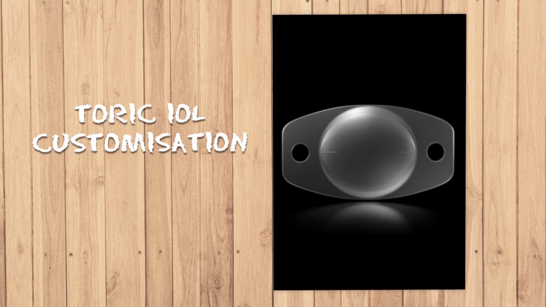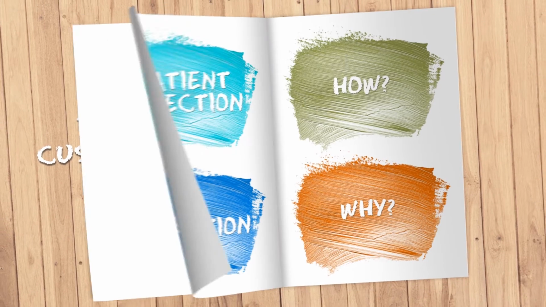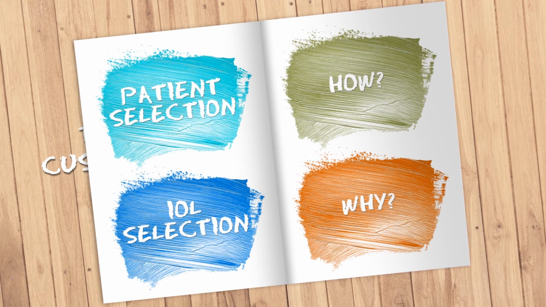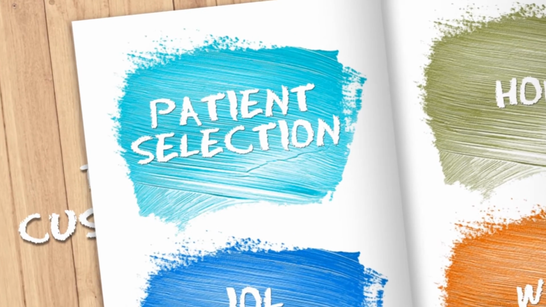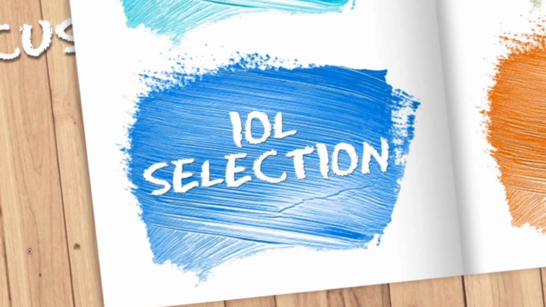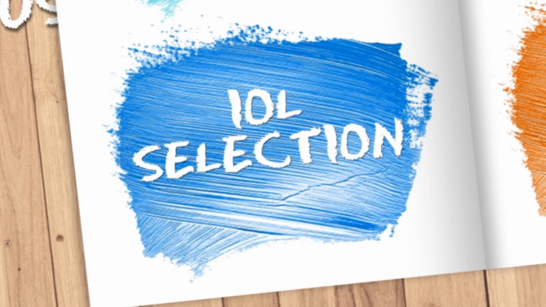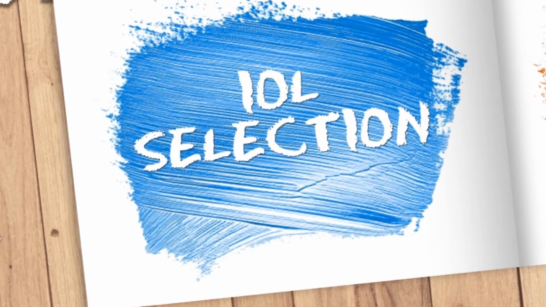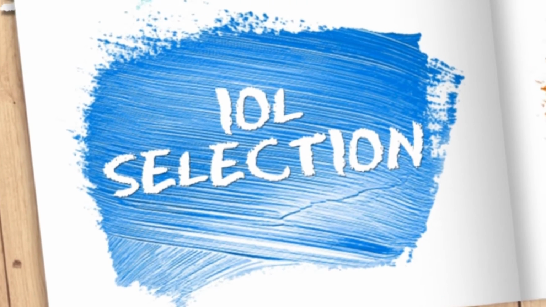The next step is toric IOL customization, which is about the right patient and IOL selection, and also about how and why the customization is done. So here, the first step is to ensure that the child has regular astigmatism. Then, it's IOL selection. We chose a plate haptic design IOL, keeping in mind the rotational stability.